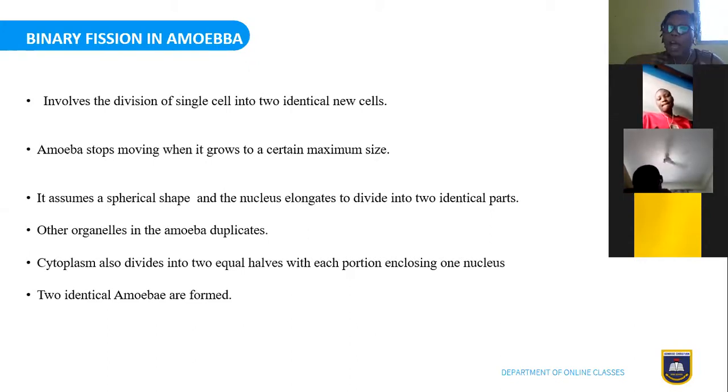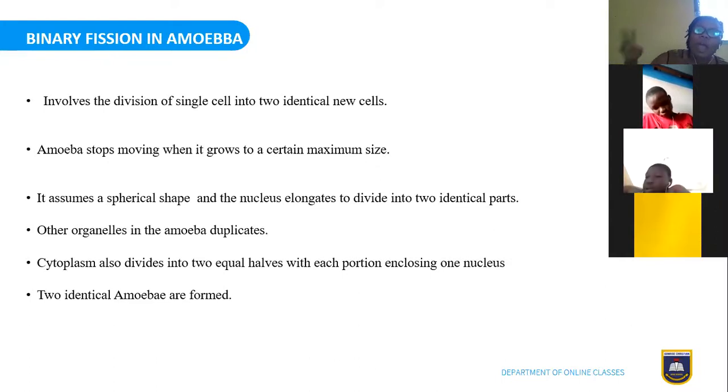Are you okay? So after the nucleus divides into two, the cytoplasm will also break down and divide into two, so that each cytoplasm will go and surround each of the nuclei that had already divided, to form two identical amoebae.